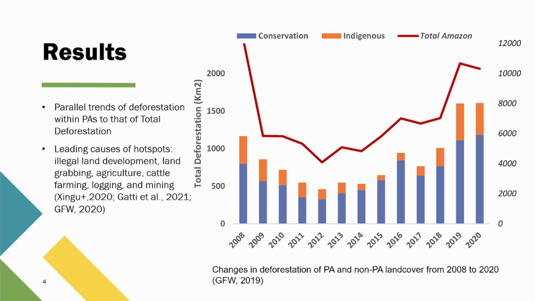Although the orders of magnitude are different, we can tell that the trends of deforestation between protected areas and non-protected areas are very similar. Supporting literature and data indicates that leading causes of deforestation within the southeastern region are primarily illegal land development, land grabbing, agriculture, cattle farming, logging, and mining. It's also worth noting that previous studies, such as one done by Alexander Pfaff in 1999, also indicates that population distribution has a greater effect than population density. In other words, the first settlers to develop land are causing the most damage, and that's happening now.